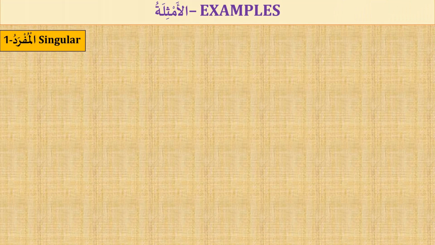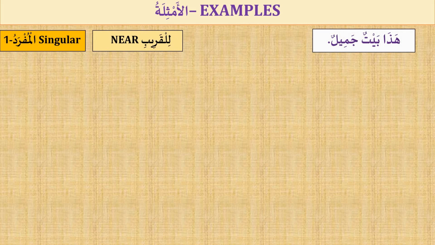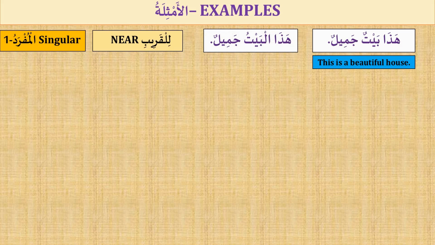First, we are going to learn المفرد, singular demonstrative pronouns. للقريب, near demonstrative pronouns. هذا بيت جميل. This is a beautiful house. Another way of saying this sentence is هذا البيت جميل. This house is beautiful. The meaning is the same, the difference is only in the translation. As we see, هذا بيت جميل, this is a beautiful house, and here هذا البيت جميل, this house is beautiful.